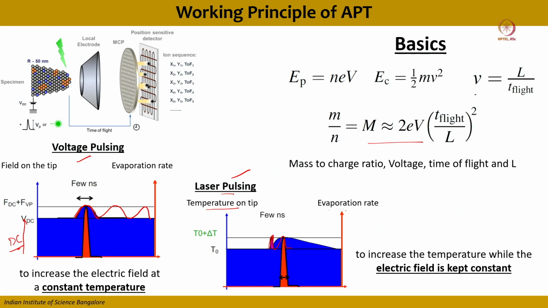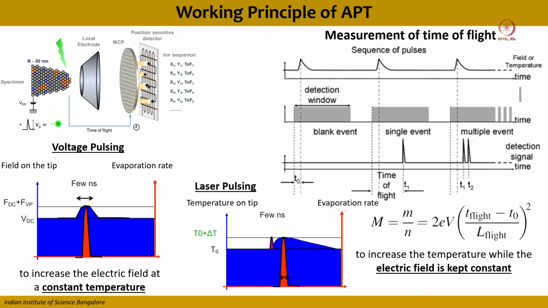So these are related to a few nanoseconds of this pulse. Laser pulsing is nothing but thermal pulsing, and voltage pulsing is nothing but the HV pulsing. In HV pulsing, as I told you, we increase the electric field at constant temperature. But in thermal pulsing, the electric field is kept constant and the temperature is increased. So this is the difference between the two pulsing methods which we use in the atom probe.